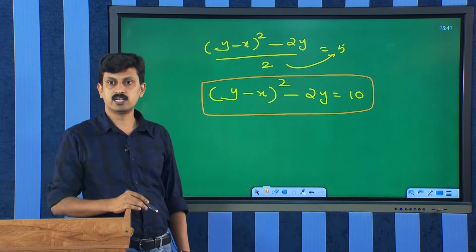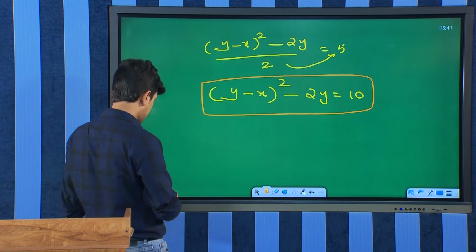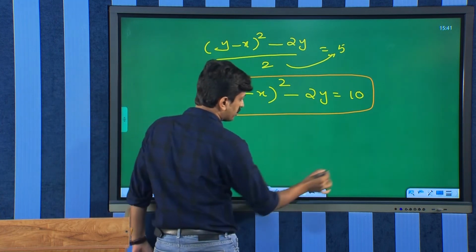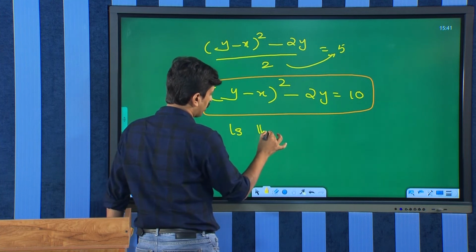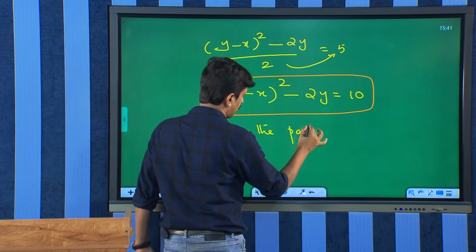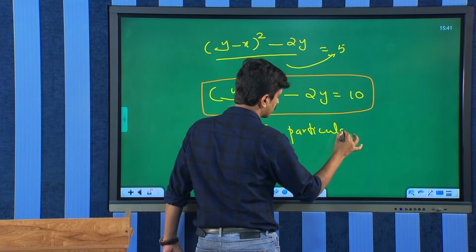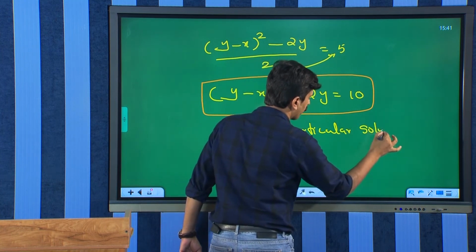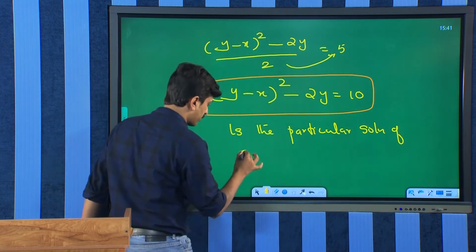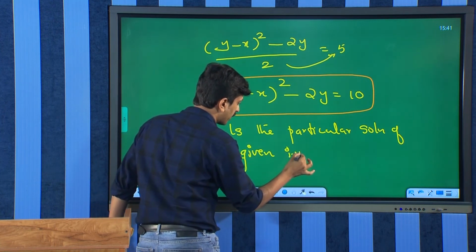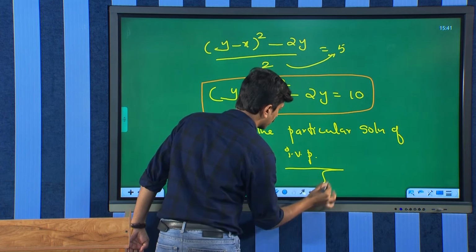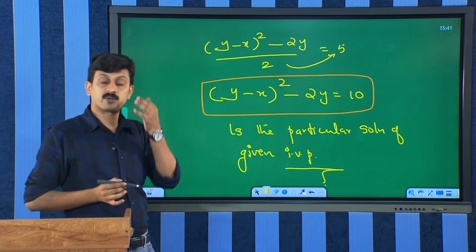So this is the solution of equation 1, this is the particular solution of the given initial value problem.